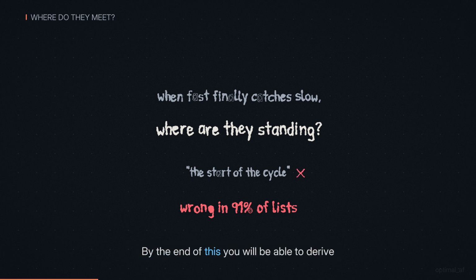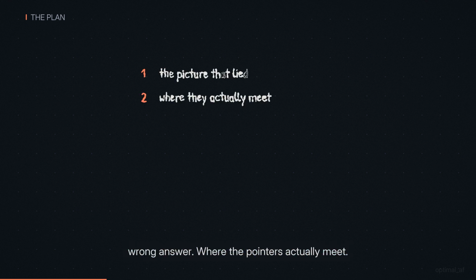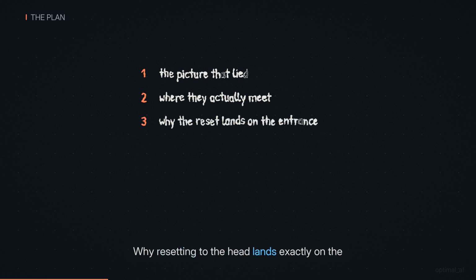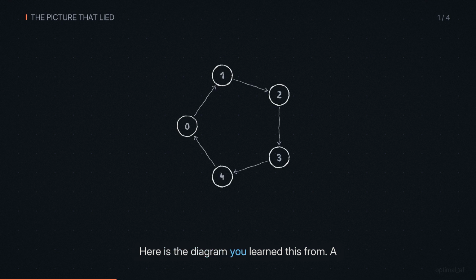By the end of this, you will be able to derive the whole thing in 1 line from a single fact. Four things: the picture that taught you the wrong answer, where the pointers actually meet, why resetting to the head lands exactly on the entrance, and why the fast pointer moves 2 and not 3, which almost every explanation gets wrong. Here is the diagram you learned this from.